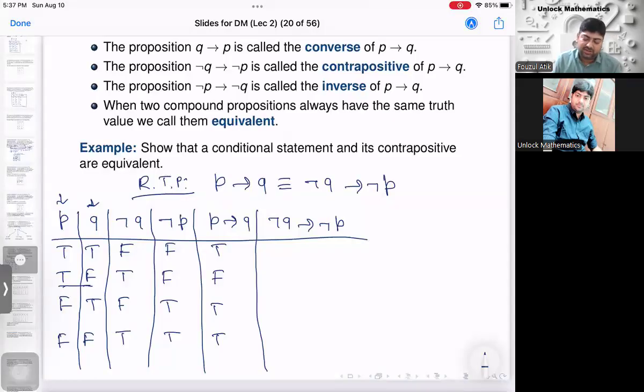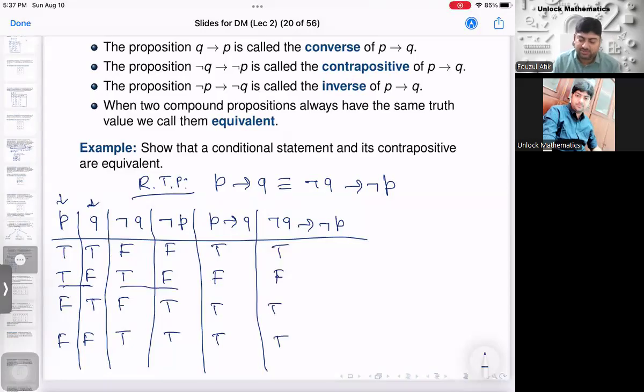And the last one is not Q imply not P. So again, it is a conditional statement only, with not Q as the first one implying not P as the second one. Whenever the first one is true but the second one is false, then only it is false. In all other cases, it is true. Therefore, these are all true.